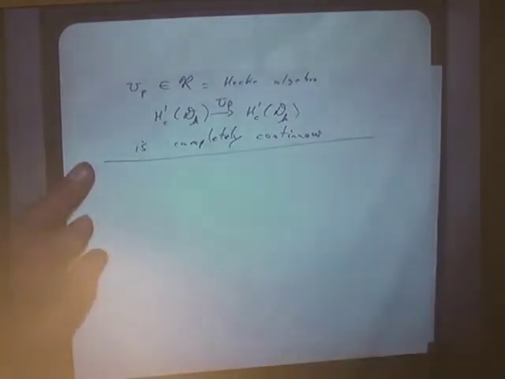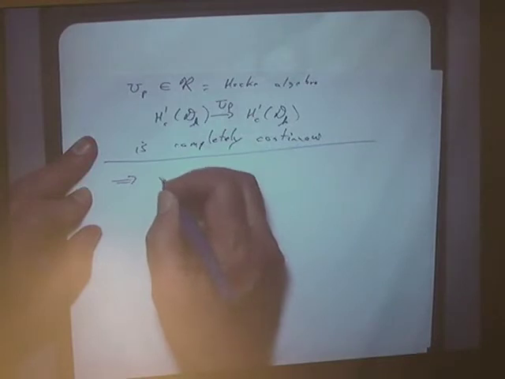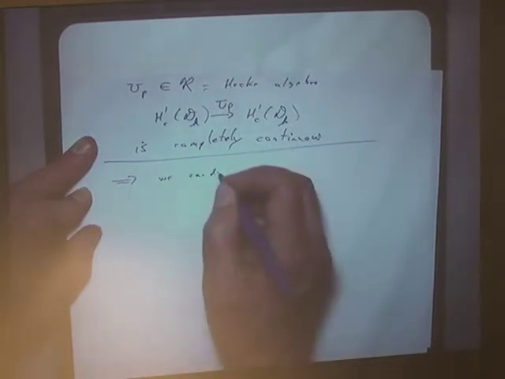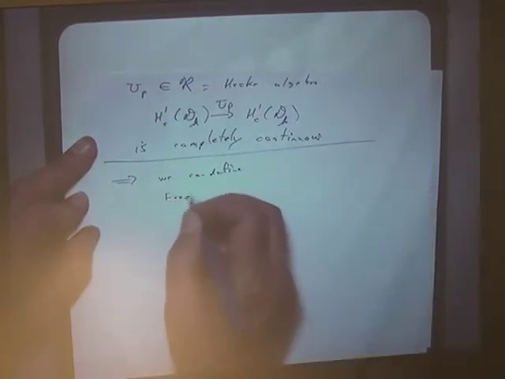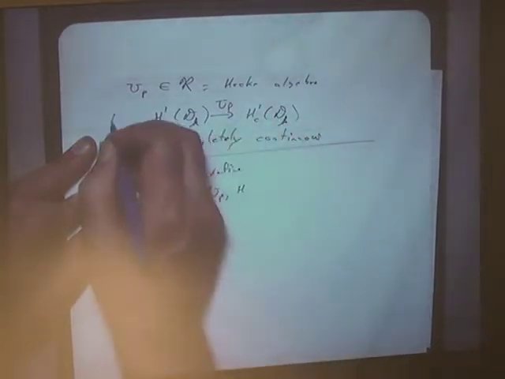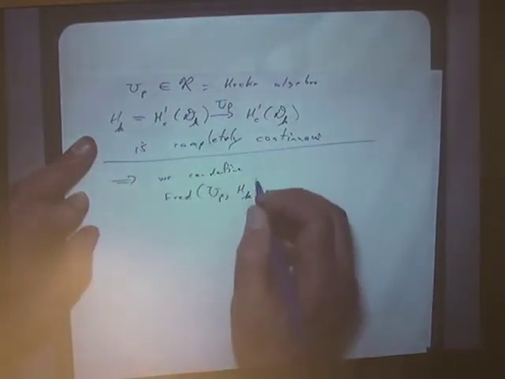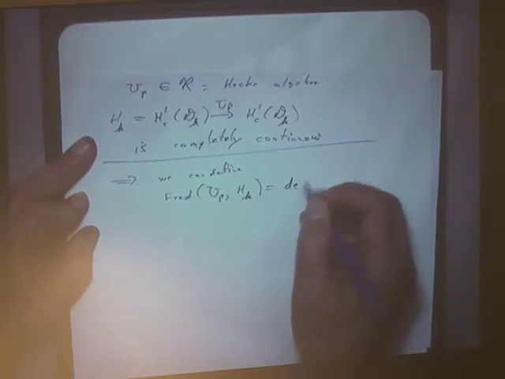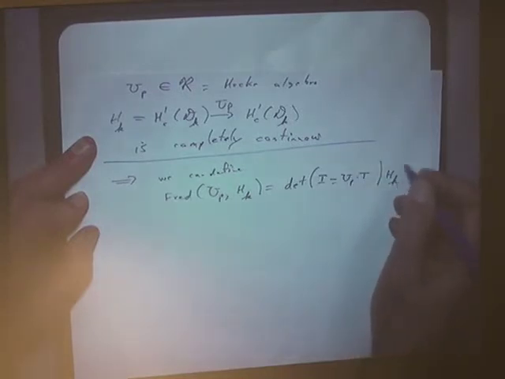The point about complete continuity is that in that case, we can define a Fredholm determinant, or a Fredholm characteristic power series. I'll call it Fred of U sub p on H, and I'm going to start writing this simply as H sub K. By definition, it's the determinant of the identity minus U sub p times T acting on that space.